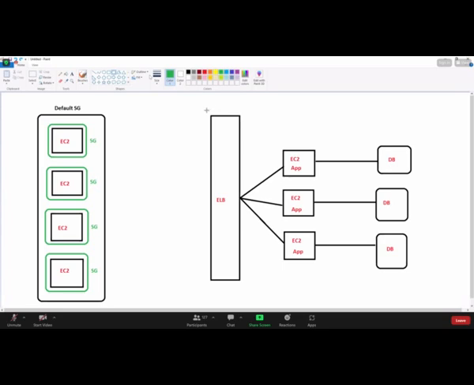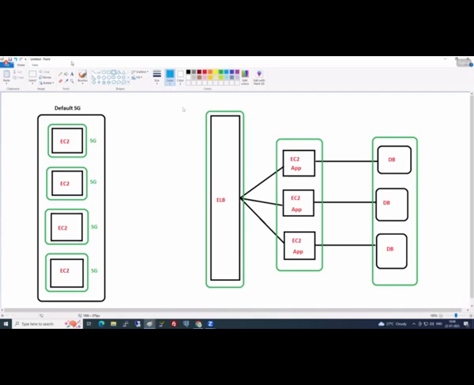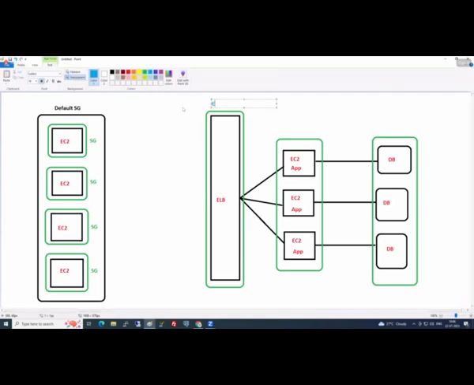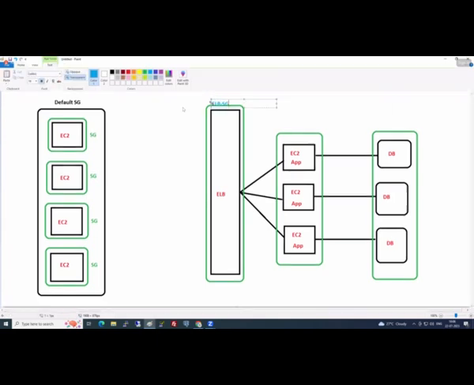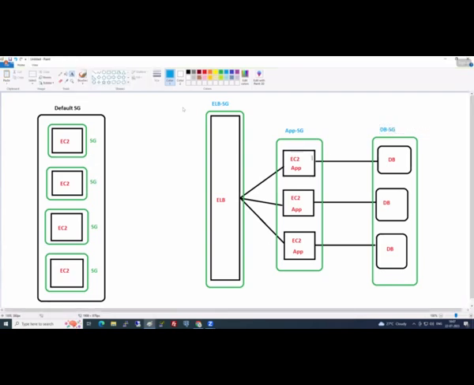So what is recommended? Can you create a separate security group for the load balancer? Yes. Can you create a separate security group for the application? Can you create a separate security group for the database? This is how you need to create them in real time. Now see. Can I call this the ELB security group, ELBSG? This one AppSG, this one DBSG. These are the names of the security groups.